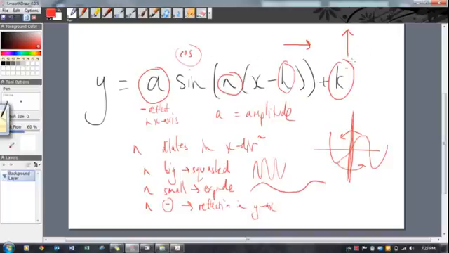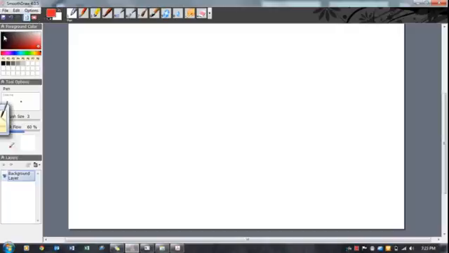It's really important to understand that these transformations exist and that you know how to work with them. Okay, so let's just have a look at it. I'm just going to do a couple of quick ones to show it. I'm not going to labour the point. y equals 3 sine x over 4. Okay, so let's have a quick look at that.